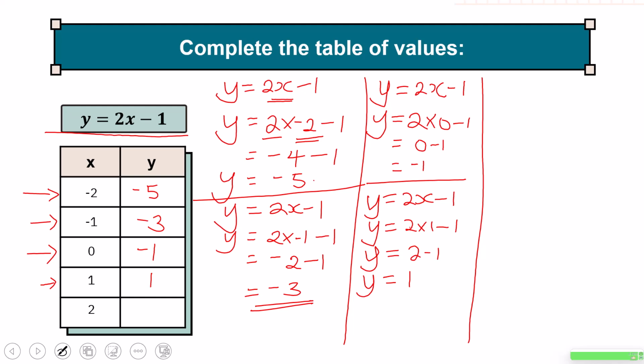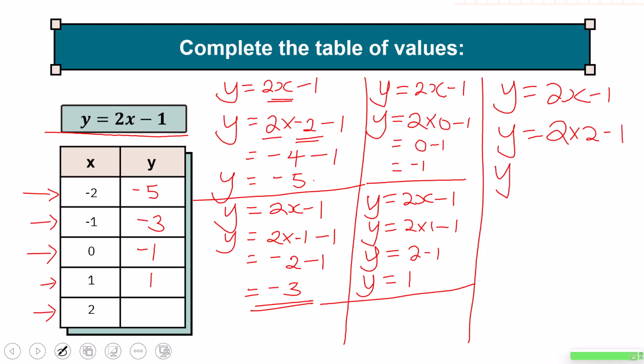Then we go to the next x value, which is 2. So we still use our equation y is equal to 2x minus 1. And in this case, our x is 2. So our y will equal to 2 times 2 minus 1. And our y will finally equal to 4 minus 1. 4 minus 1 gives you 3. So our next y value is 3. So we have all the y values. Let's see the next equation.